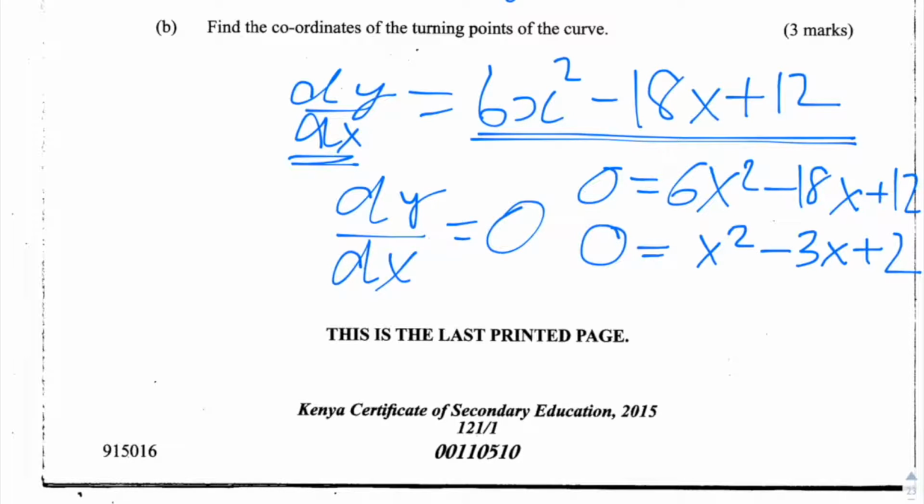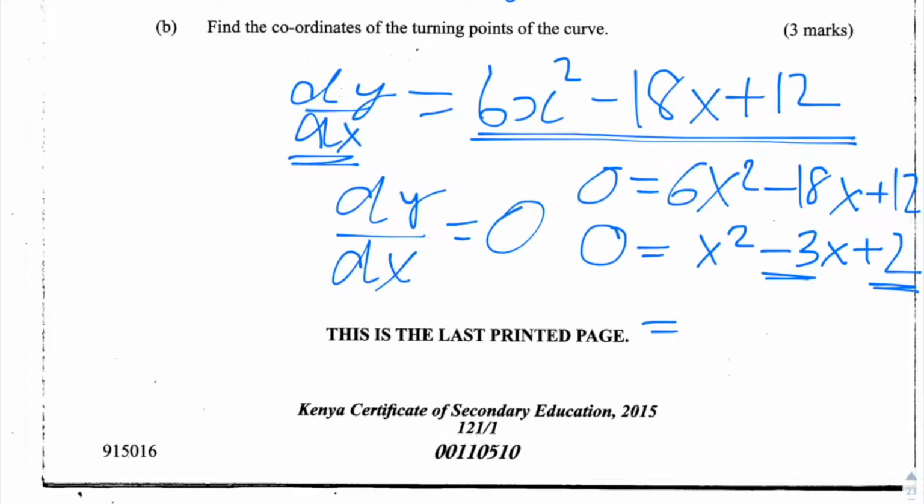We don't necessarily have to use the quadratic formula because we know that there are two numbers where you add them together to get minus 3 and you multiply them together to get 2. And those two numbers are minus 1 and minus 2. So minus 1 plus minus 2 is minus 3, and minus 1 multiplied by minus 2 is 2.